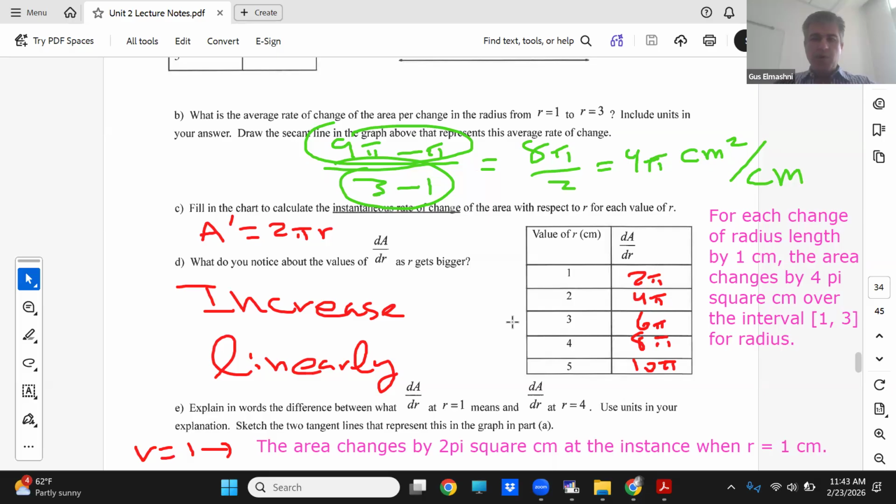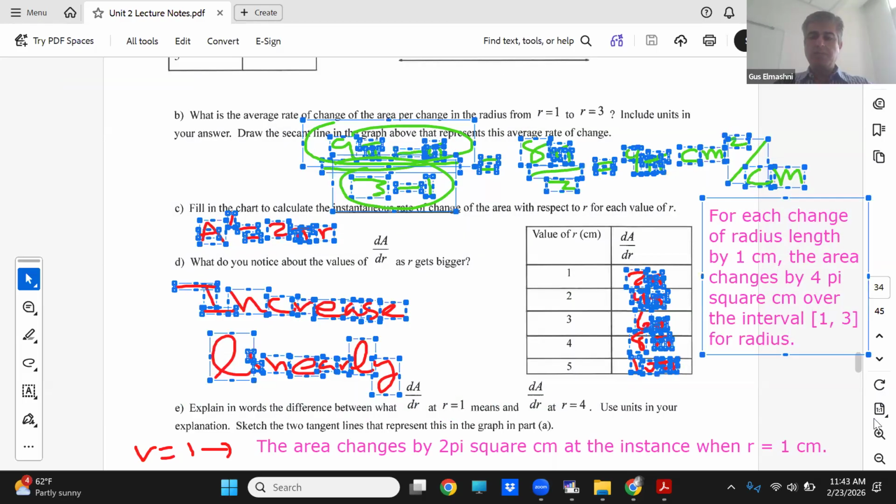So for r equals 2, but can I erase all the other stuff? Okay, cool.